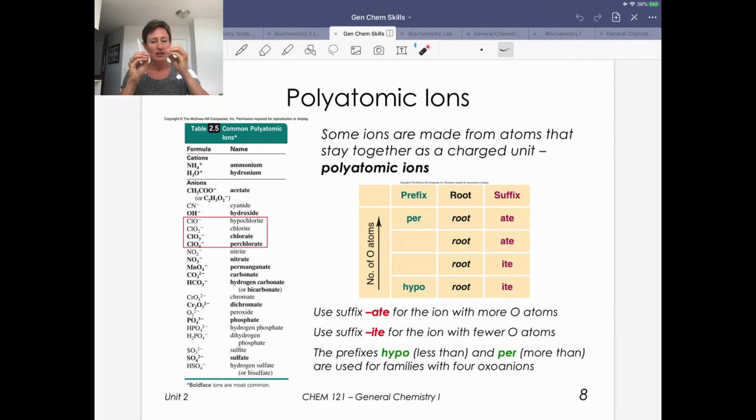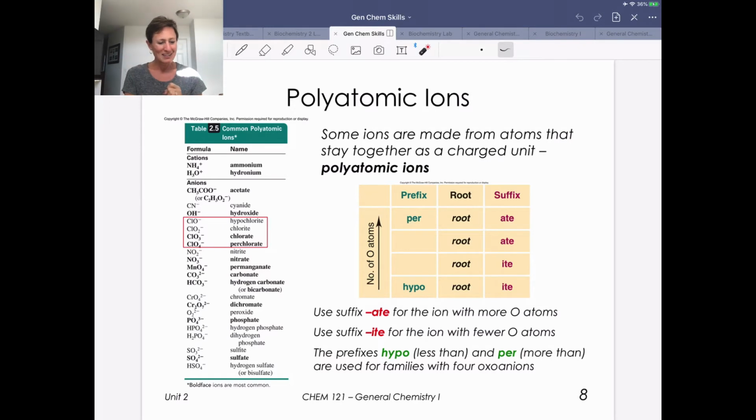Let's tick up one oxygen atom at a time. When we go to ClO2-, we get rid of the hypo prefix, but we leave the ITE, so that's chlorite. Go up one more oxygen atom to ClO3-, and the ITE becomes ATE, chlorate. And then when we have the most oxygen atoms, we're going to have perchlorate. So this is just a little box that helps us remember how this works.